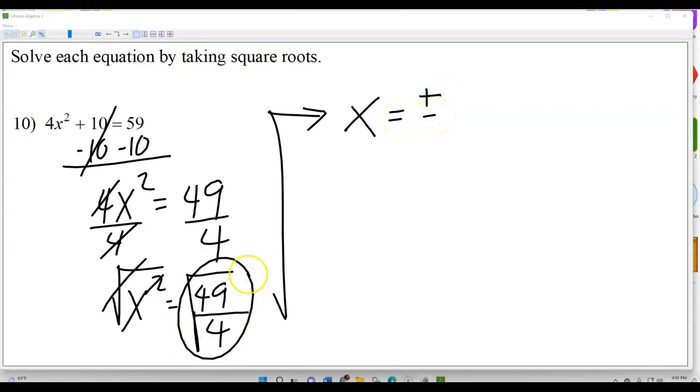And when you take the square root of a fraction, you're just going to take the square root of the top and the bottom separately. And so, in this case, you'll end up with 7 over 2.